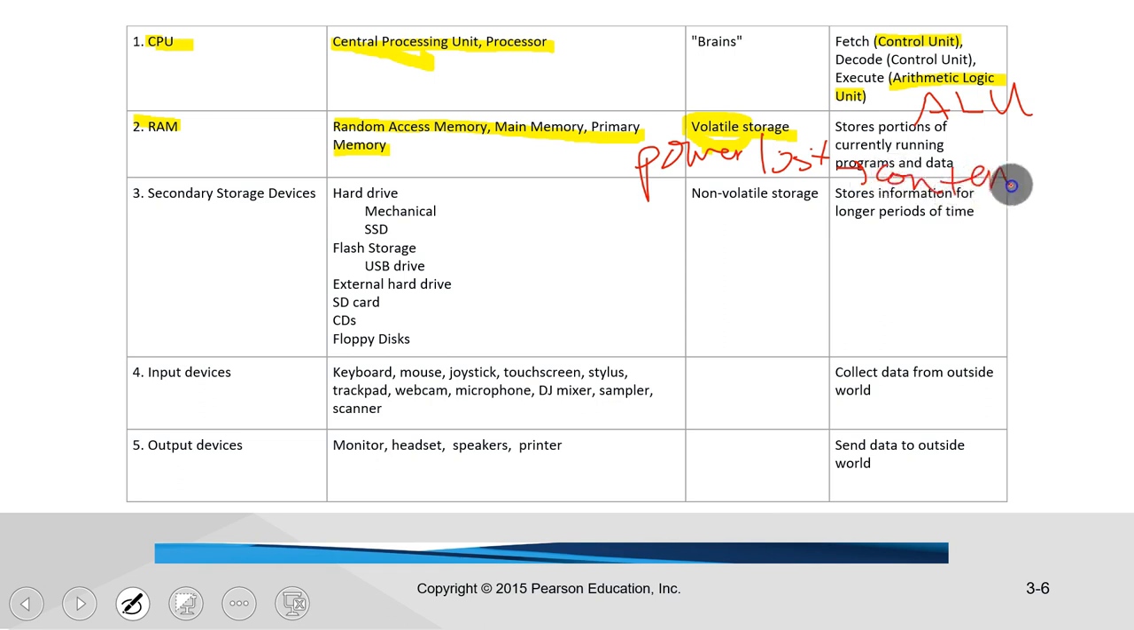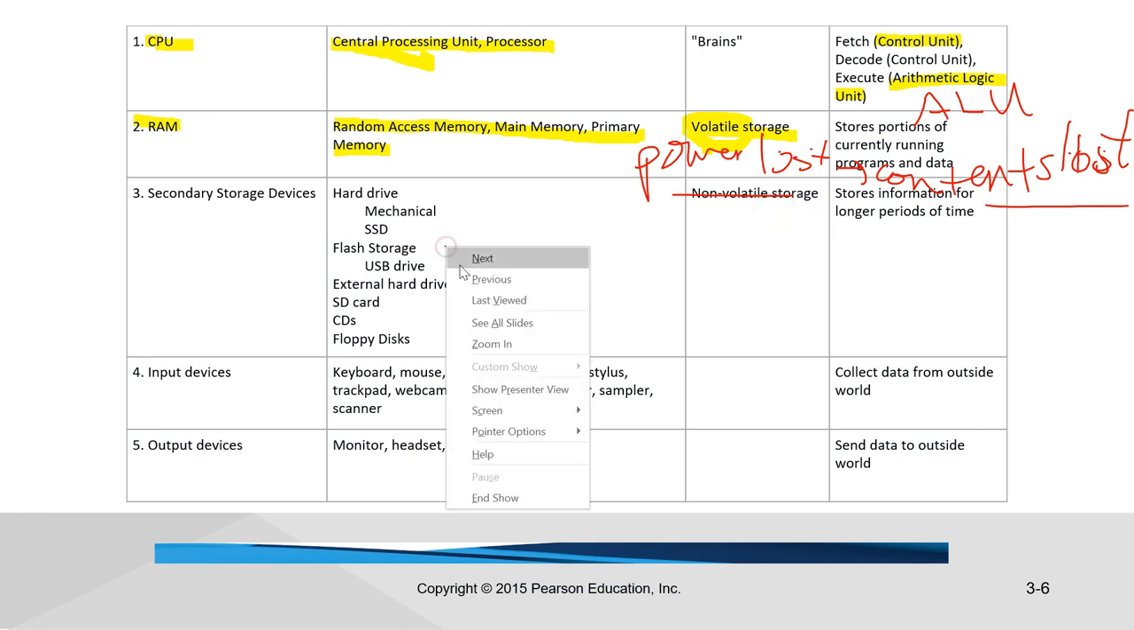RAM stores the portions of programs that are currently running and any data that hasn't yet been saved elsewhere. Since power lost, then contents are lost. So RAM is a volatile form of storage, but how do we get around the problem of wanting to store information for longer periods of time and to be able to store information even when power is lost?